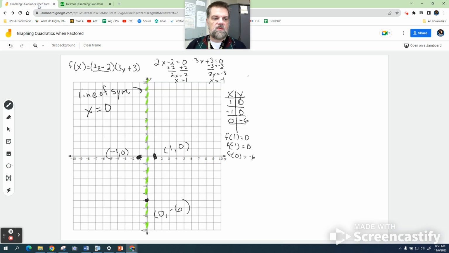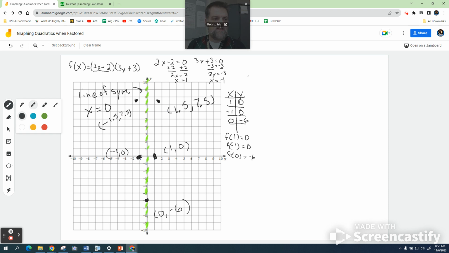So let's graph those. At 1.5, which is between 1 and 2, we've got a 7.5. So they're right about here, right? 7.5 is between 7 and 8, and 1.5 is between 1 and 2. So we'll say 1.5, comma 7.5. That's a point. And then over here, -1.5 is between -1 and -2. So we'll call that -1.5, comma 7.5.